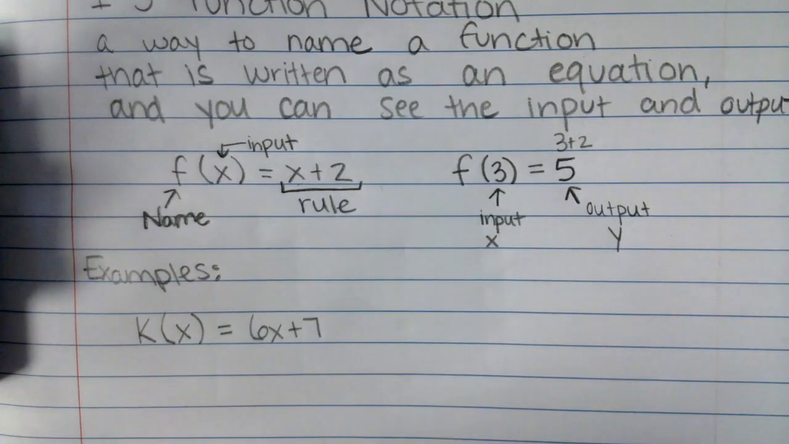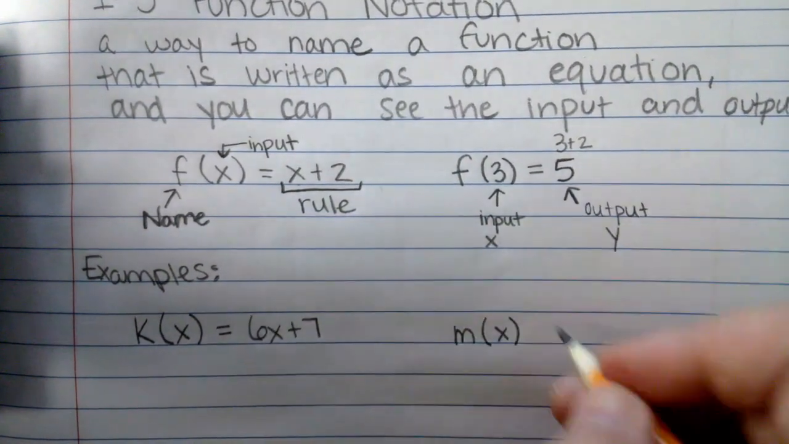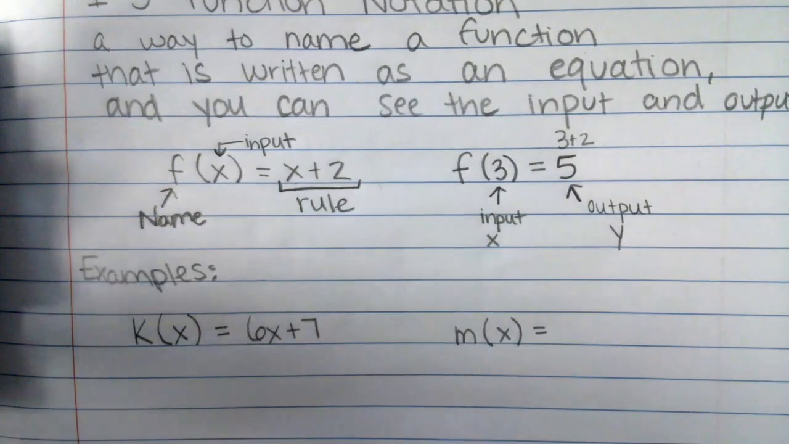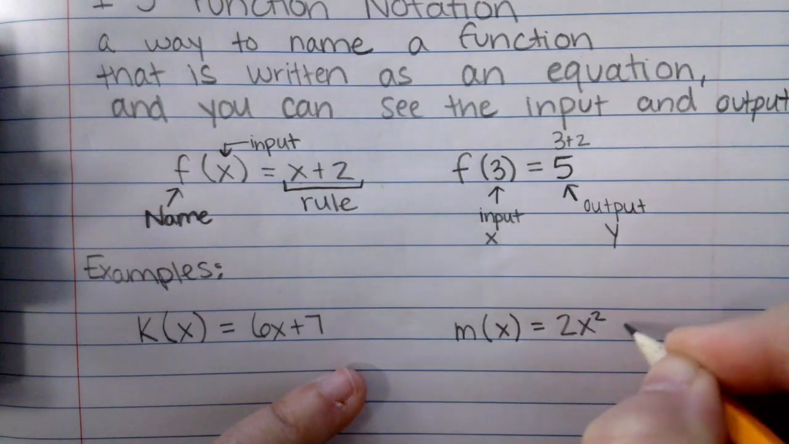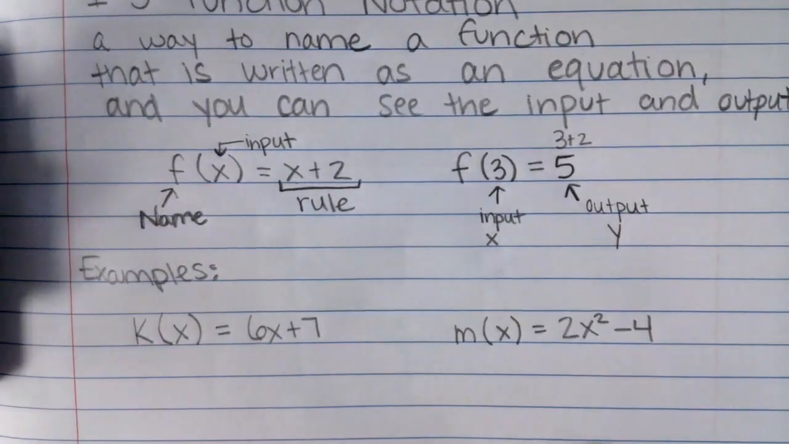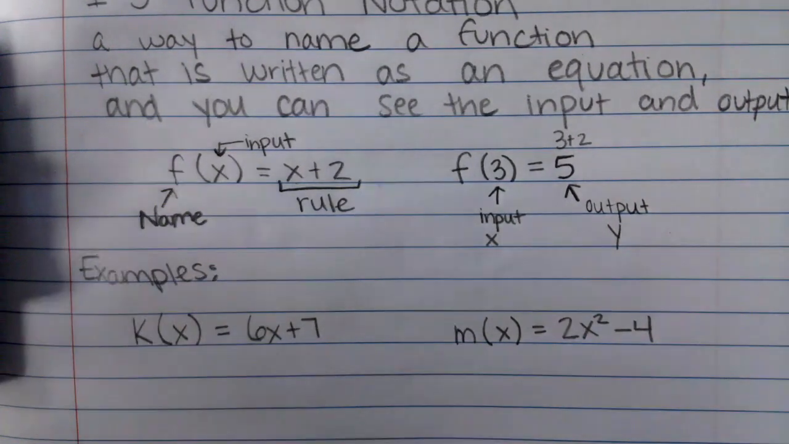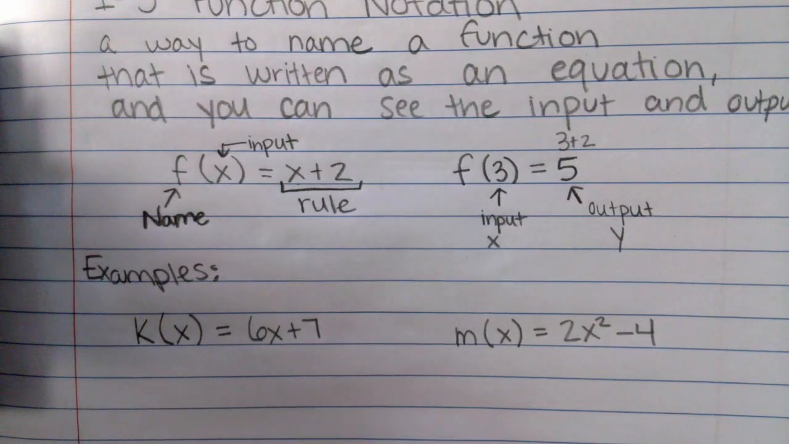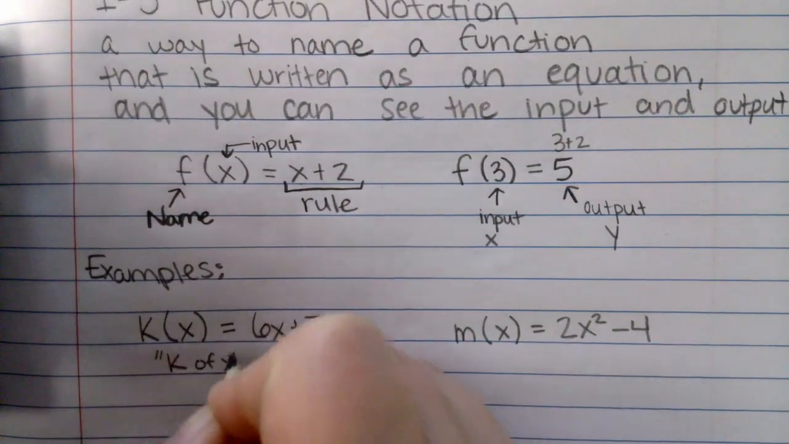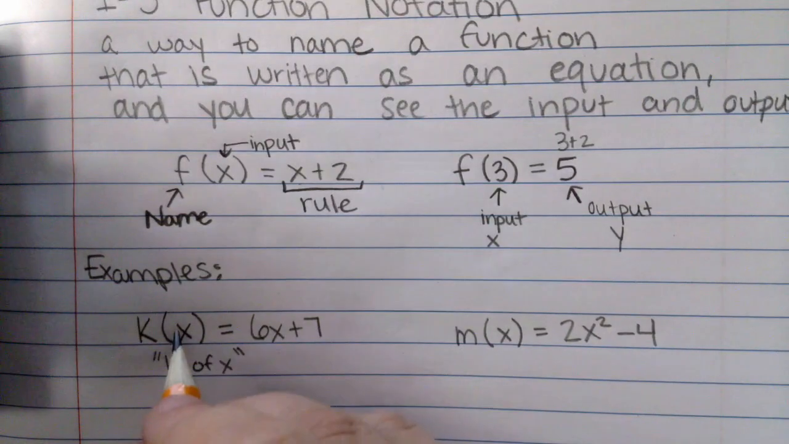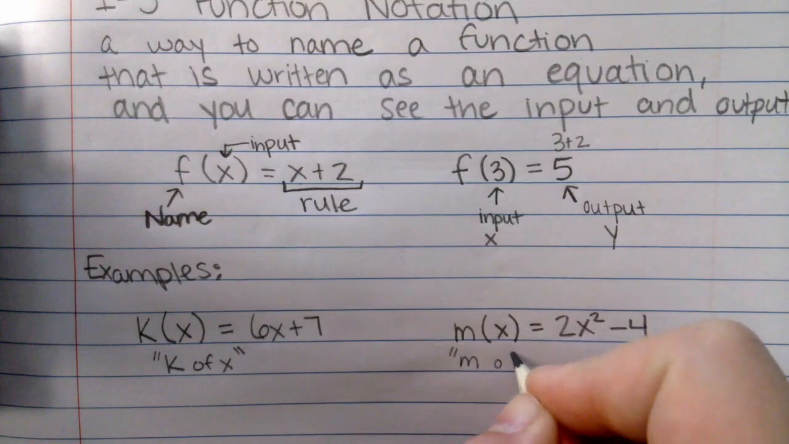Then I also have m of x. This tells me when I get an x, I'm going to do 2x squared minus 4. So when I get an x, I'll put it into that x squared, and then a minus 4. And the way we say this is k of x. Or we could say when we're putting x into function k, but a lot of times mathematicians will say m of x. So when we see those parentheses, we like to use that word of.